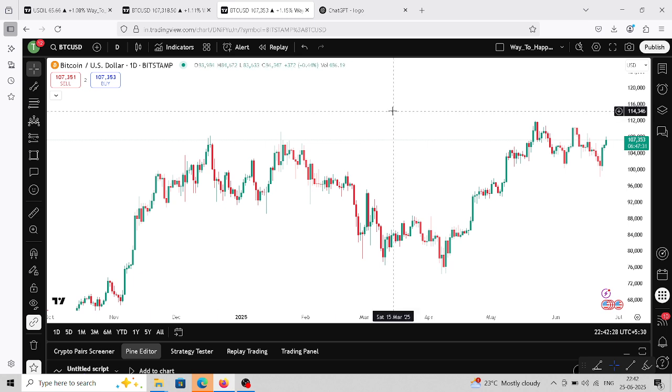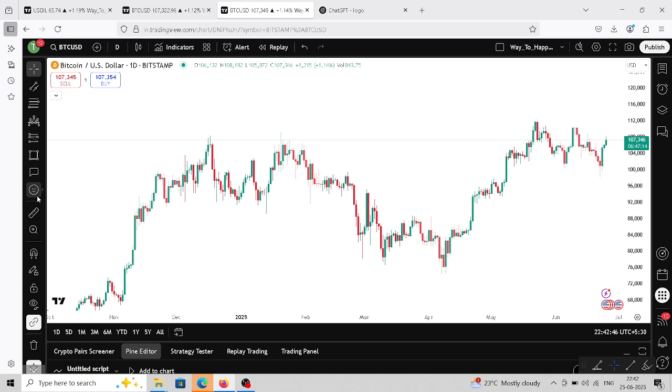Support and resistance is not one line. It can never be a one-line support and resistance. Support and resistance will be a group of levels, meaning from this level to this level it is a support, and from that level to this level it is a resistance.